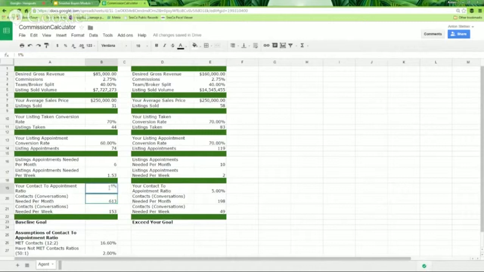Now, let's just say you're a little bit better than the average bear, but you're still calling those people, and you're at 2%. Look at that. That's only 77 conversations a week. Okay, if you're 5%, most people aren't, you're a rock star.